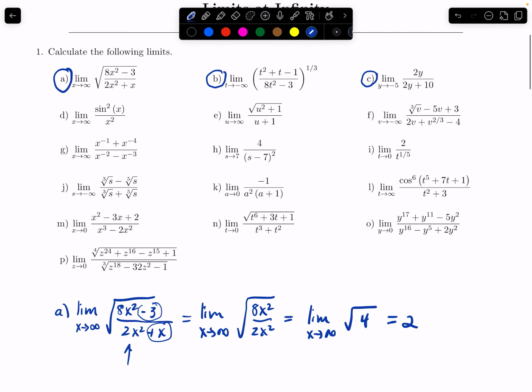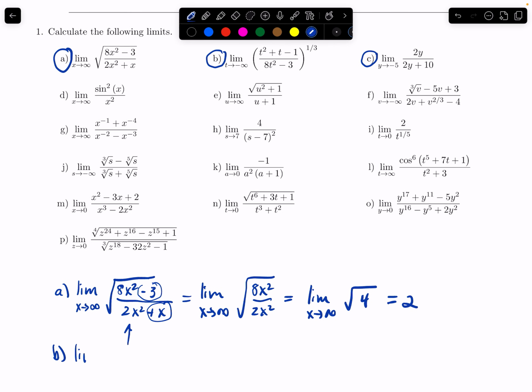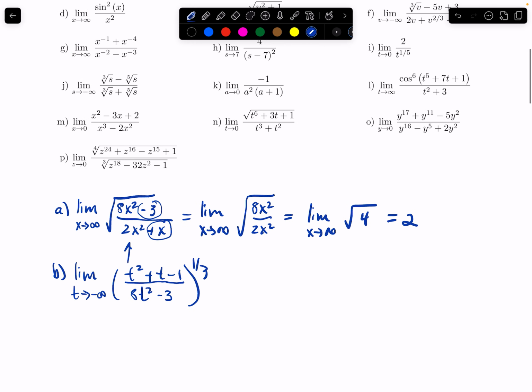All right, let's look at B. So B has us looking at the limit as t goes to negative infinity of (t squared plus t minus 1) over (8t squared minus 3), all that to the 1/3 power. Well, we can pull that 1/3 out if the limit on the inside goes somewhere nicely. And we have the degrees the same on top and bottom. And again, these guys have less power the further we go out.